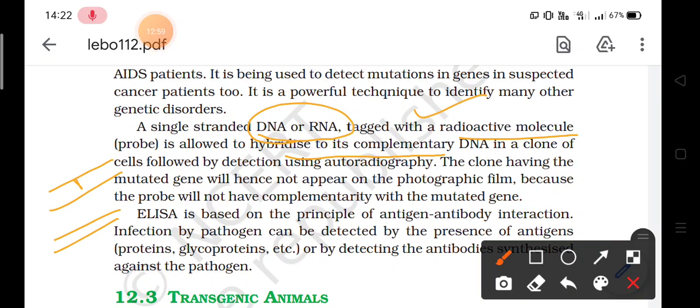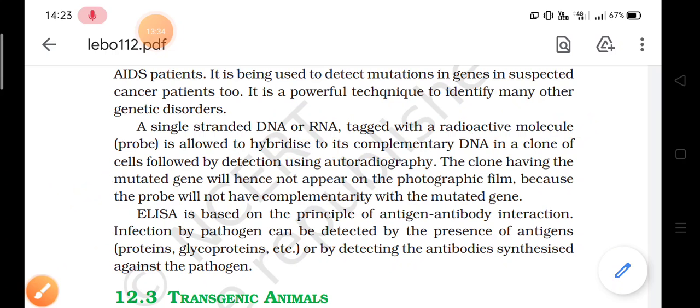Now what will it be provided with? It will be provided with a radioactive molecule, and in this helical structure, this is the first strand and it has produced the second strand. In the same way, there is one strand and it has produced the second strand. Now the clones having the mutated genes will not appear on the photographic film, because the probe will not have any complementarity with the mutated gene.